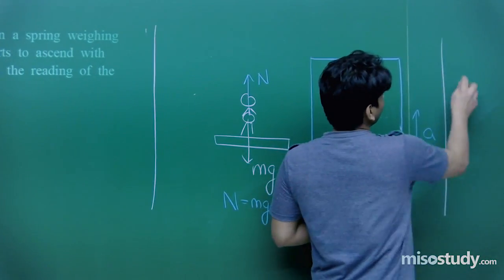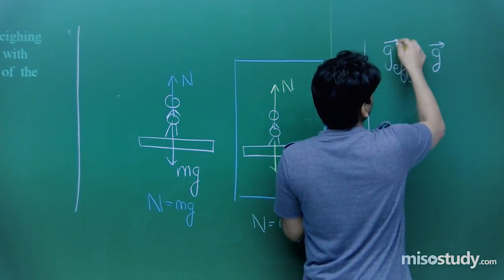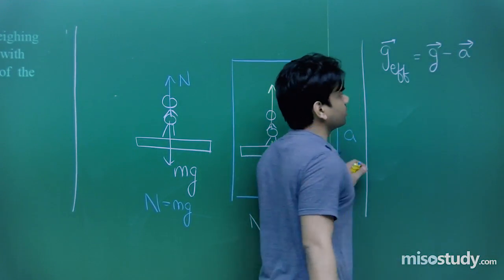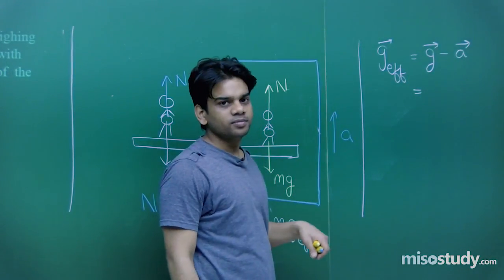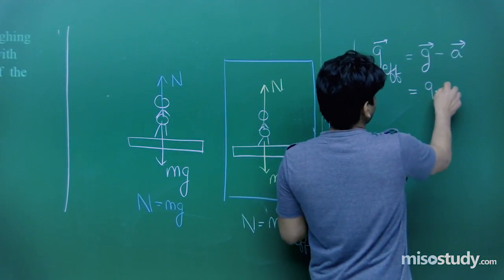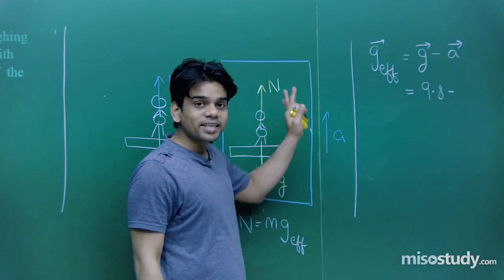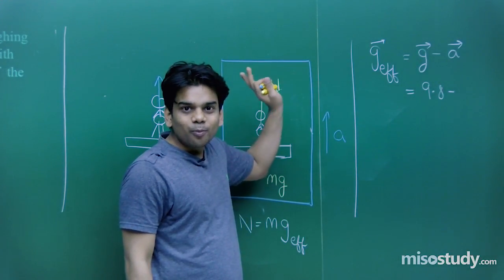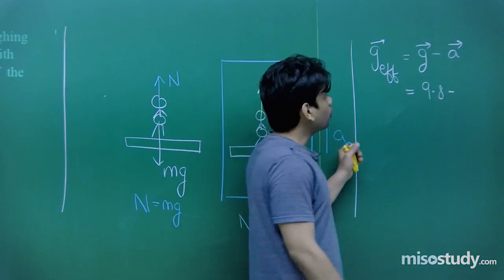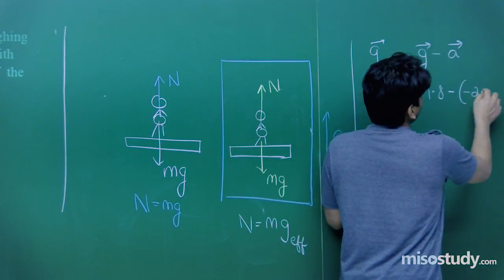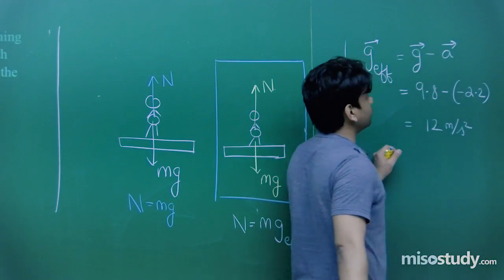That will turn out to be the formula I have already told you all: g effective is vector g minus vector a. Try to understand. Vector g, the acceleration due to gravity, is acting downward, that will be 9.8, minus the acceleration of the lift. It's moving upward with an acceleration of 2.2. Upward direction automatically becomes negative because we have taken the downward direction as positive. So this is written as minus 2.2, which comes out to be 12 meter per square second. This is the effective value of g.